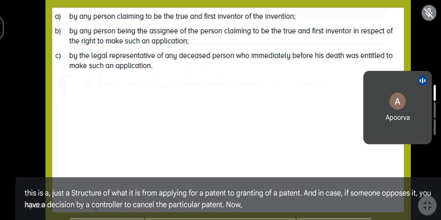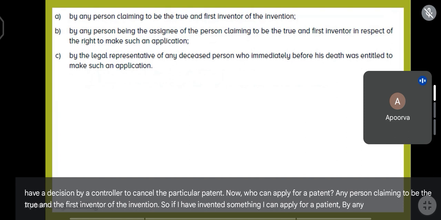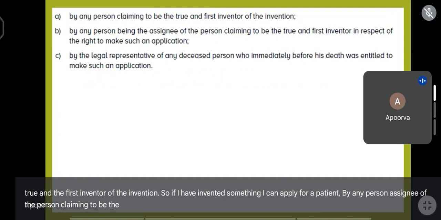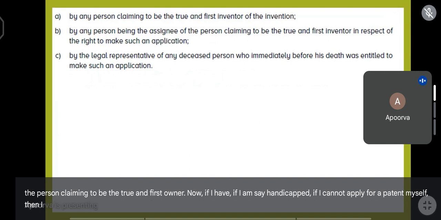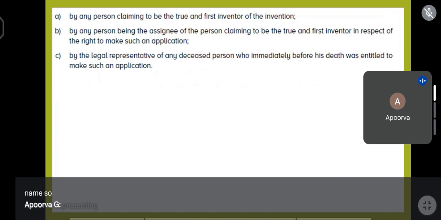Now, who can apply for a patent? Any person claiming to be the true and the first inventor of the invention. So if I have invented something, I can apply for a patent. Or any assignee of the person claiming to be the true and first owner. Now, if I am, say, handicapped and cannot apply for a patent myself, then I can appoint someone else who, on my behalf, can apply for the patent in my name. That person is called an assignee.